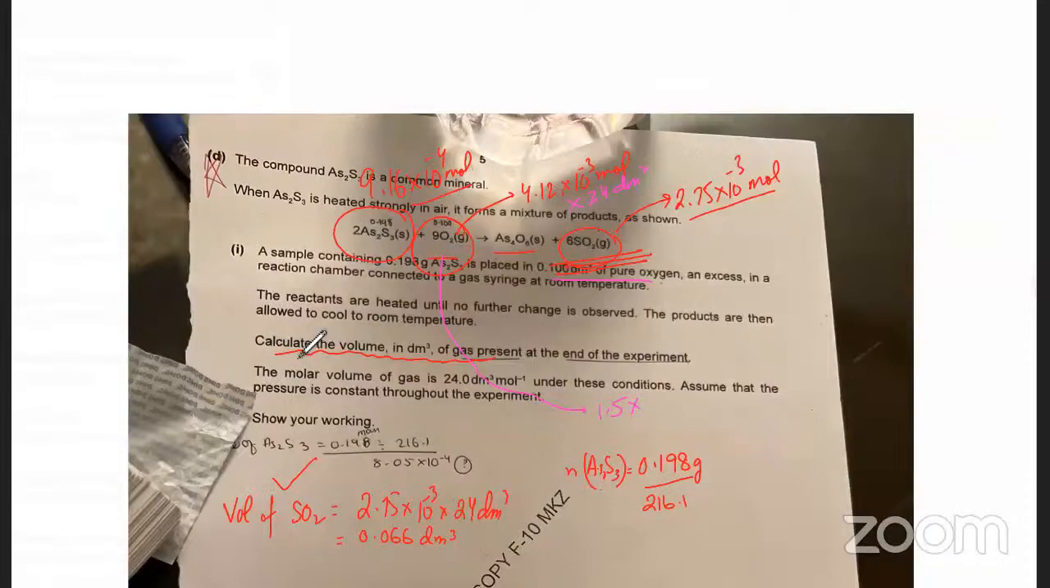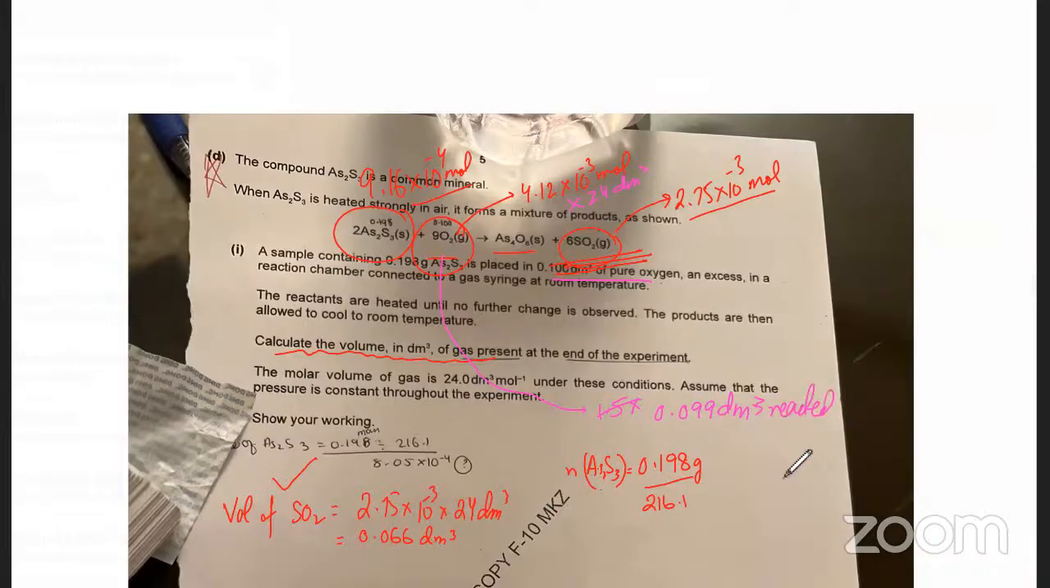But at the same time, they weren't only looking for the volume of SO2. They were also looking for the leftover oxygen as well. So 2:9. So I figured out 9.16 divided by 2 into 9. That would give me 4.12 into 10 to the minus 3 moles. I multiplied that by 24 dm cube. I found out the volume of oxygen that actually reacted. So out of 0.1 dm cube, how much is reacting? What was the volume over here? 0.099. It's rounded off. So that's the volume that reacted.